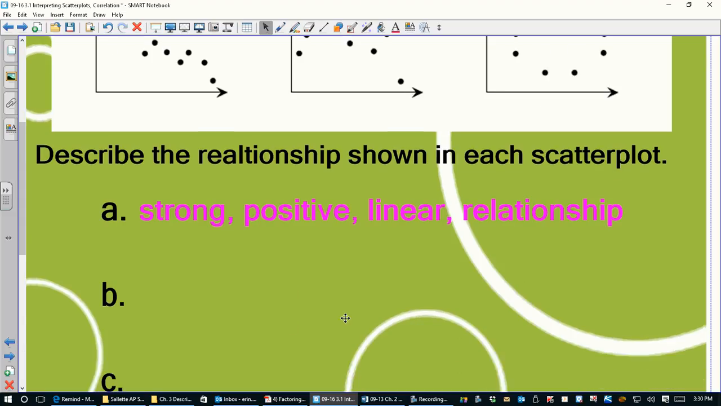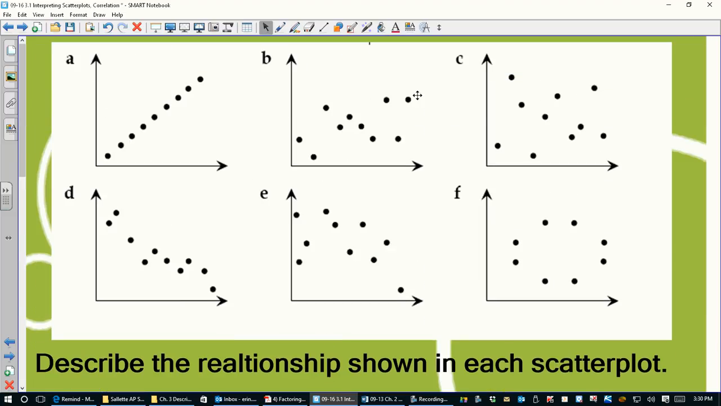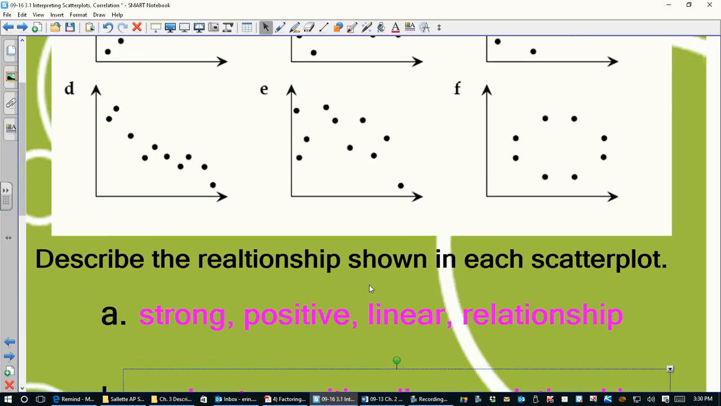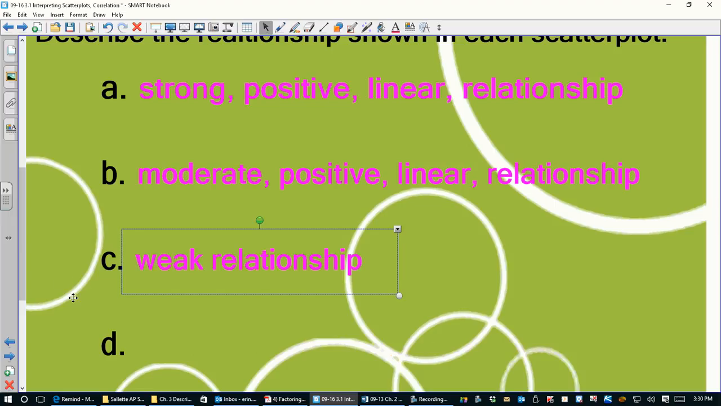B, I see we have a moderate positive linear relationship. This could be getting close to the weak end. My band is not very clear. C is a weak relationship. We can't really see a pattern in those data.